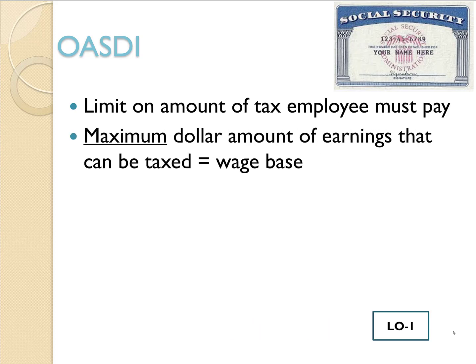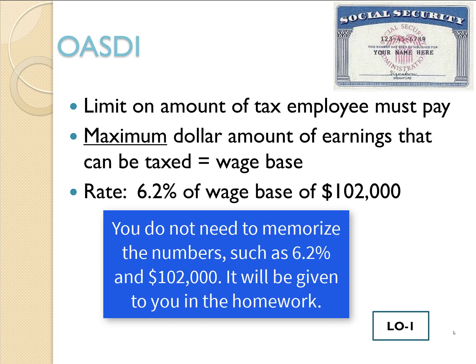So the maximum dollar amount of earnings, in other words, gross pay, that can be taxed per employee per calendar year is called the wage base. There will be other taxes, notably FUTA and SUTA, that also have a wage base, but it's much smaller than OASDI. In our homework, we're going to assume that the OASDI tax rate is 6.2%, but we're only going to tax our employees on their first $102,000 of gross wages per calendar year. In other words, if someone made $110,000 in a year, only the first $102,000 would be taxed for OASDI.